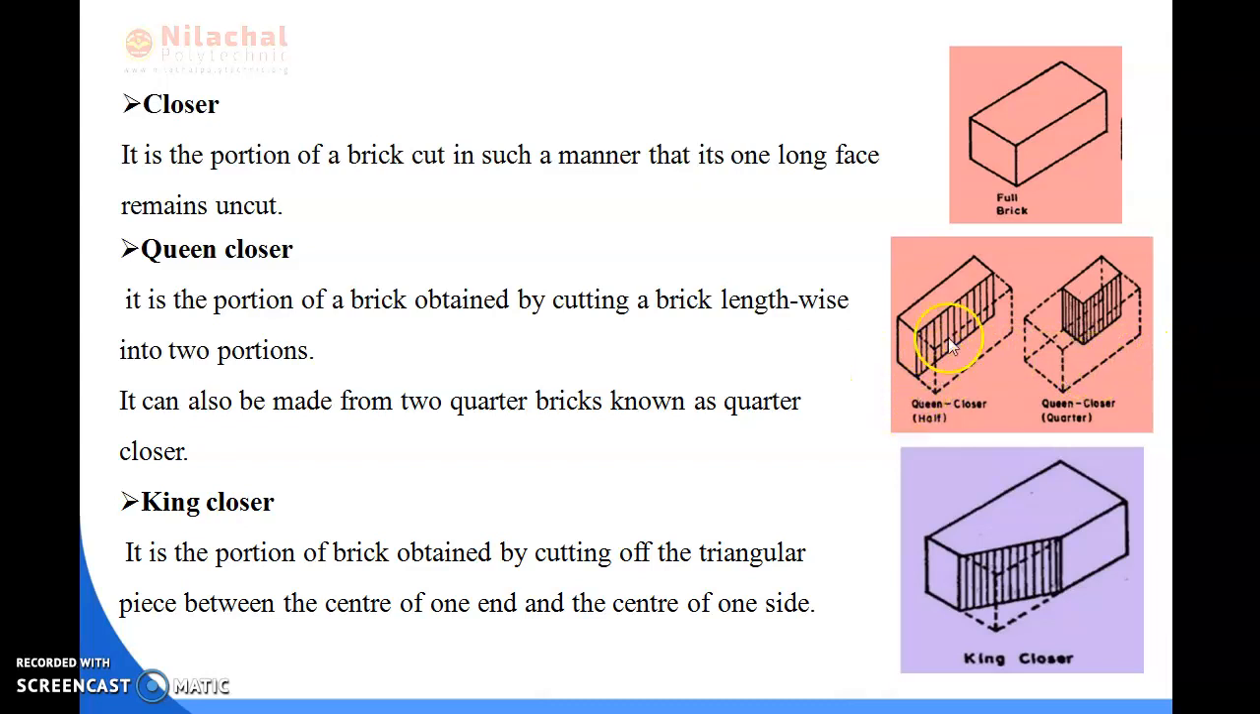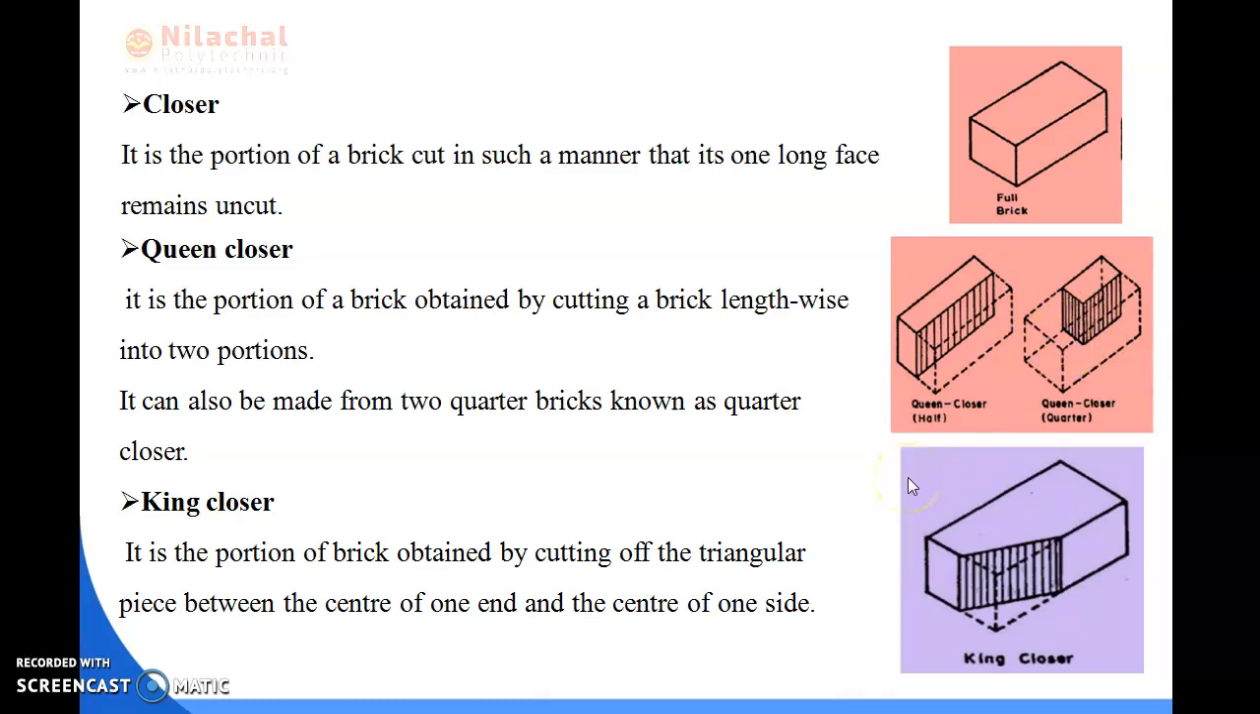You can see here in the half queen closure, the brick has been obtained by cutting the brick lengthwise into two portions. This is known as half queen closure. And this brick can also be made from two quarter bricks. It is known as quarter queen closure.